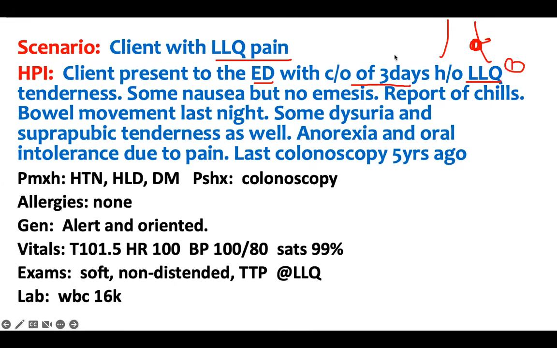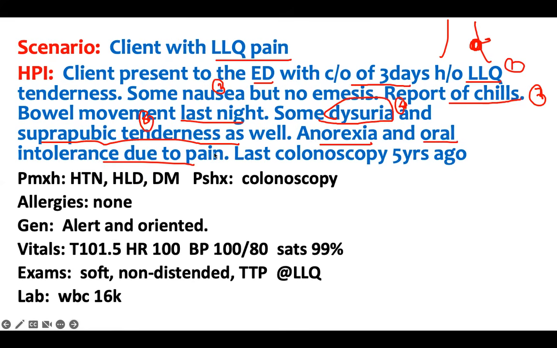1, some nausea but no emesis. 2, report of chills. 3, bowel movement last night. Okay, some dysuria, so trying to avoid some pain. 4, and suprapubic tenderness as well. 5, anorexia. He or she does not want to eat. Oral intolerance due to pain.